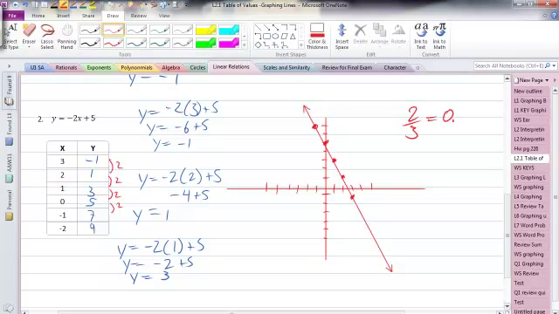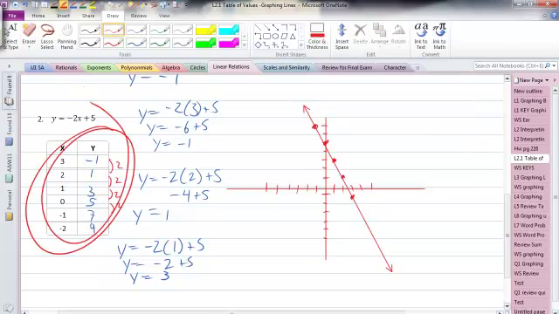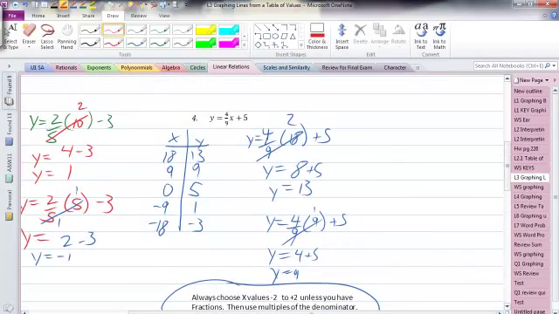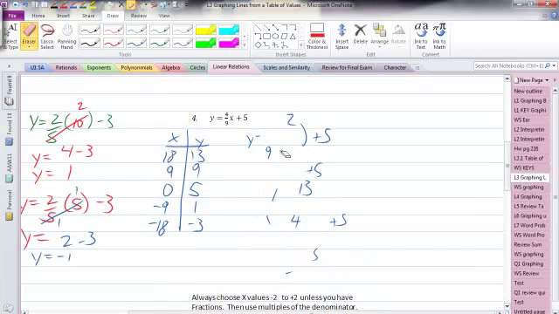As a decimal, it's 0.6 repeating, which is 0.66666 forever. The problem is it's hard to put that on the graph. So what we're going to do is figure out how we can avoid getting fractions and end up with nice, easy numbers to plot. So what we do is we choose multiples of the denominator.